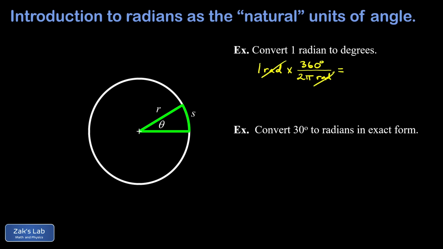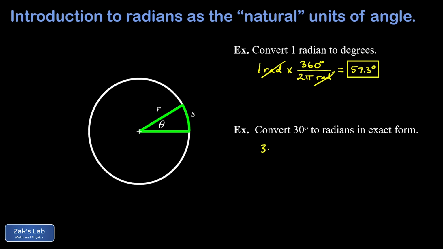So really all we have to do in our calculator is take 360 and divide by 2 pi. And when we do this, we get approximately 57.3 degrees. So radians are actually a pretty large unit of angle. In the second example, we're asked to convert 30 degrees to radians in exact form.